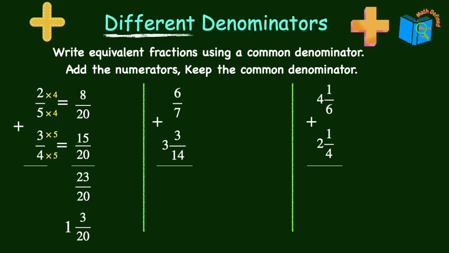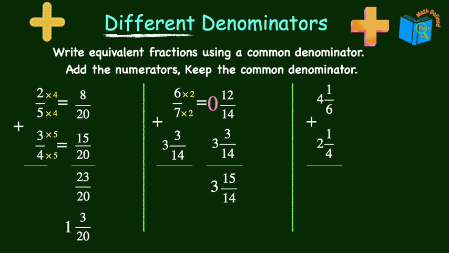Looking again at the denominators of 7 and 14, we see that they share a common multiple of 14. So we'll just bring over the 3 and 3/14. And then we need to write an equivalent fraction for 6/7 using 14 as the common denominator. Since 7 times 2 is 14, we need to multiply 6 times 2 to get the equivalent fraction of 12/14. Adding the numerators, 12 plus 3 is 15/14, and then adding the whole numbers, 0 plus 3 is 3.